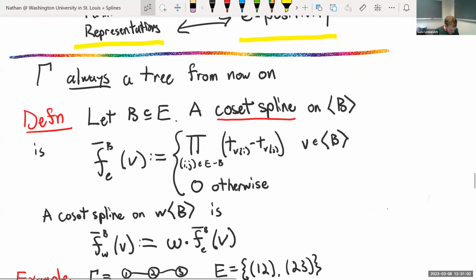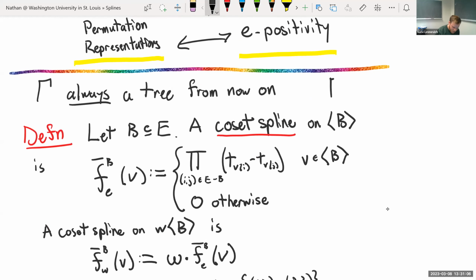So, as a construction, remember, gamma is now our tree on n with edges E. With any subset B of our edges, a coset spline on the reflection subgroup generated by those transpositions is this F bar sub E upper B, defined by, if we take it at some element v in S_n: if v is an element of our reflection subgroup, we take the product over all of the edges in the complement and give those polynomials I have written.